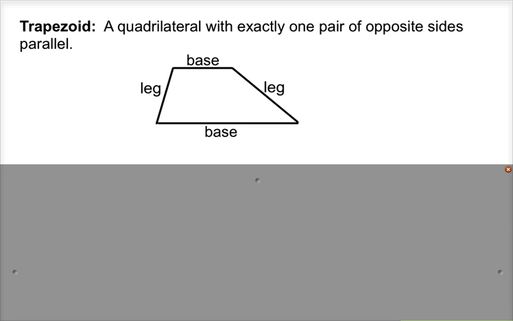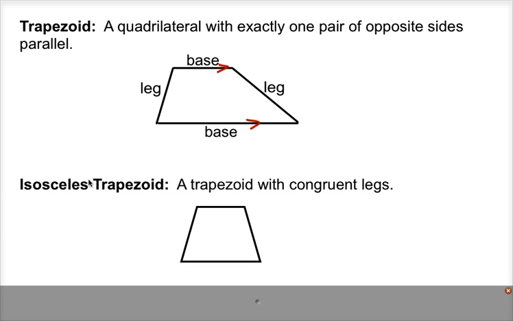A trapezoid is a quadrilateral with exactly one pair of opposite sides parallel. In this figure, the parallel sides are called the bases, and the two non-parallel sides are called the legs of the trapezoid. An isosceles trapezoid is a trapezoid with congruent legs. So the bases are still parallel and the legs will be congruent to one another.